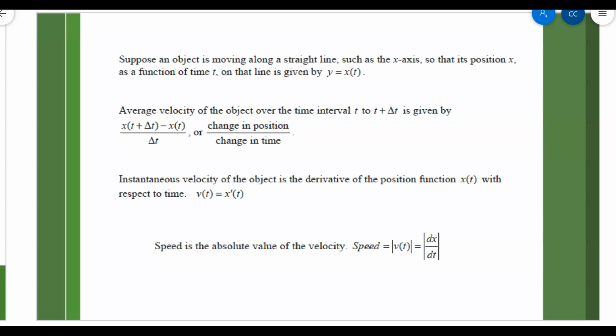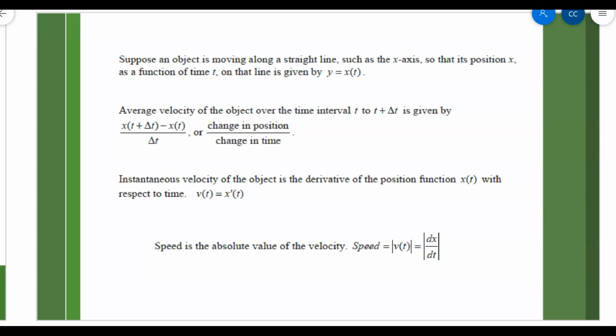So for average velocity, it's the change in position over the change in time, where x of t plus delta t is the end position minus x of t, which is your initial position, all over delta t. Typically, we're going to talk about motion in a straight line, meaning we're moving along the x-axis. So our position is x as a function of t.